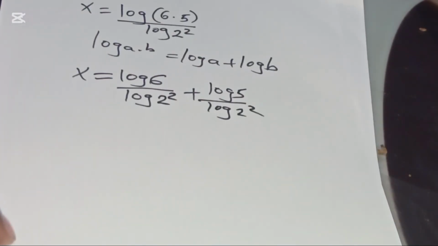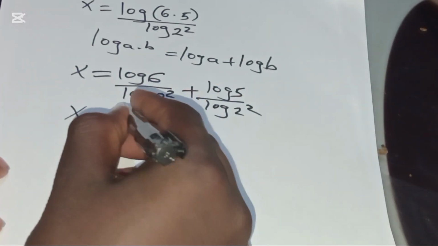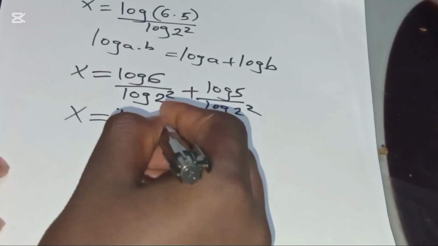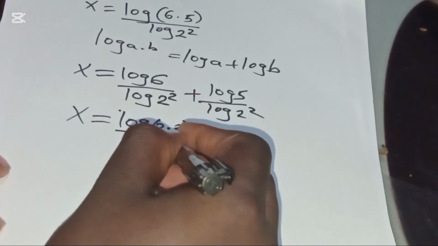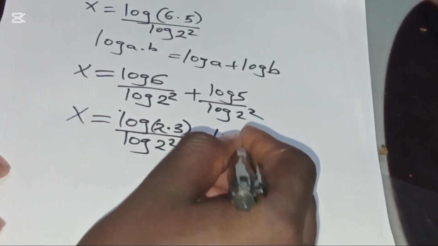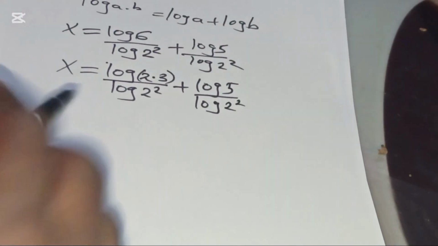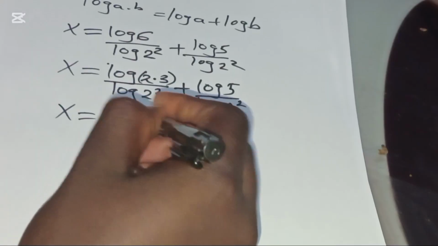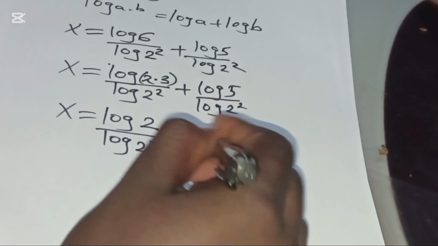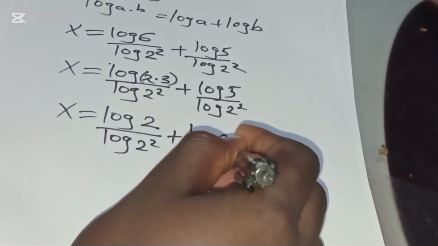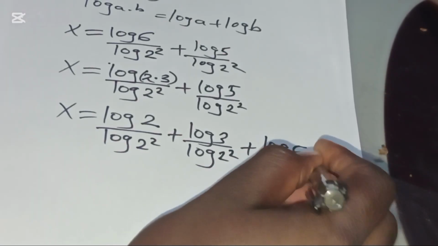divided by log 2 to power 2. So from what we have here, x is equal to, now we can express log 6 as log of 2 multiplied by 3, divided by log 2 to power 2 plus log 5 divided by log 2 to power 2. So let's proceed further. x is equal to log 2 divided by log 2 to power 2 plus log 3 divided by log 2 to power 2 plus log 5 divided by log 2 to power 2.